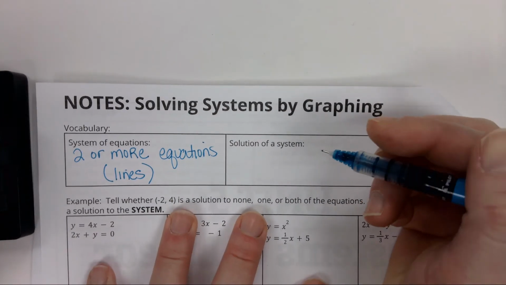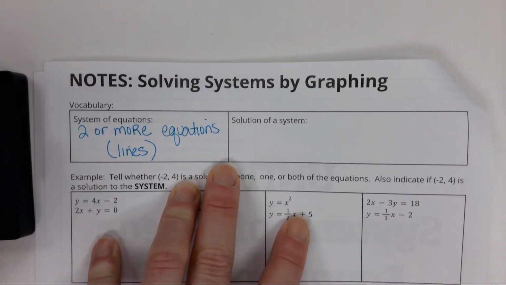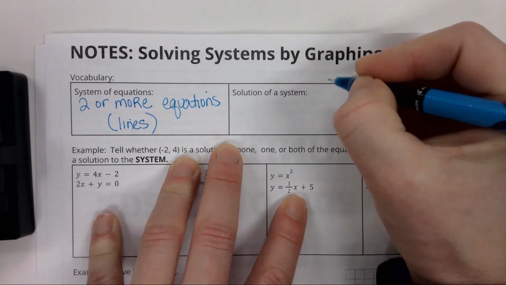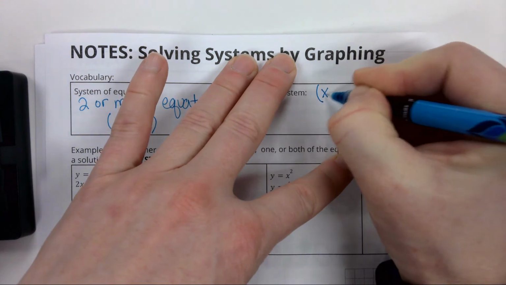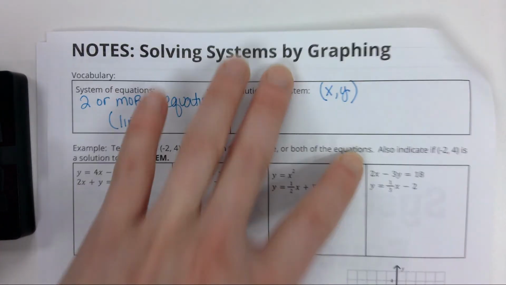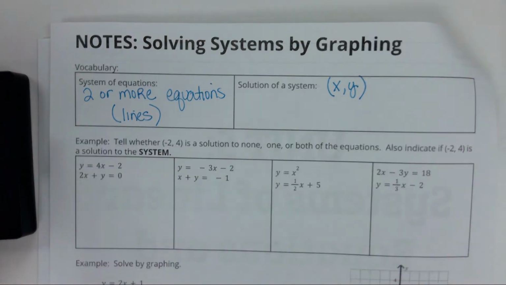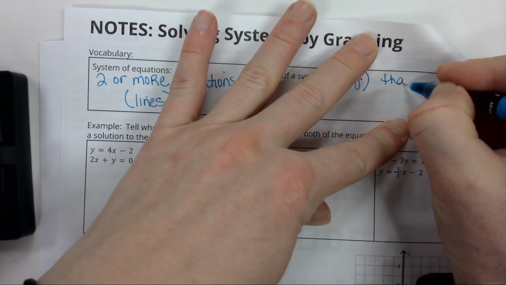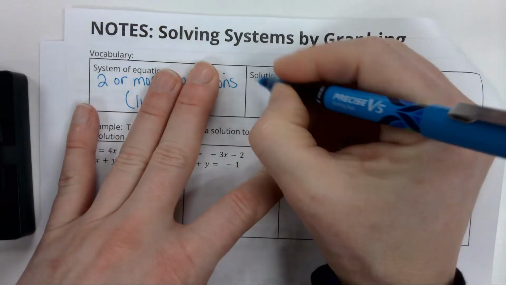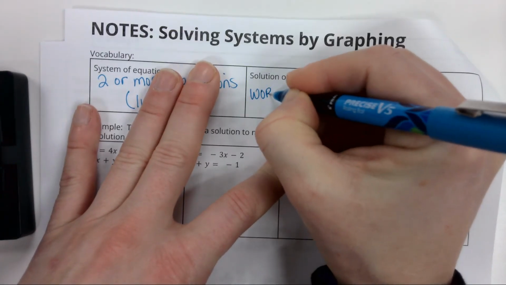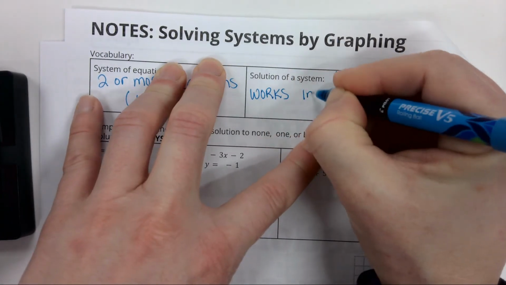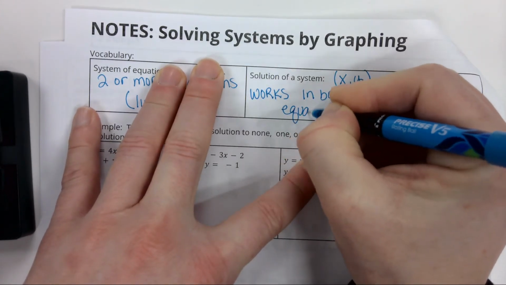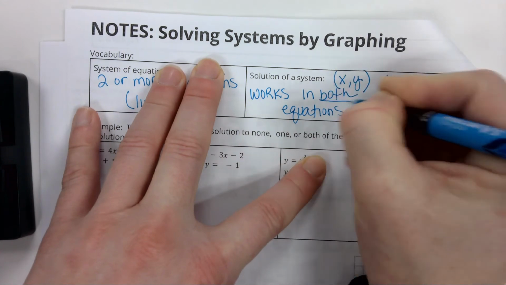All right, solution of a system. Solution of a system. Okay, an ordered pair. So it's going to be an x, y. It has to work in both equations. It's got to work in both.